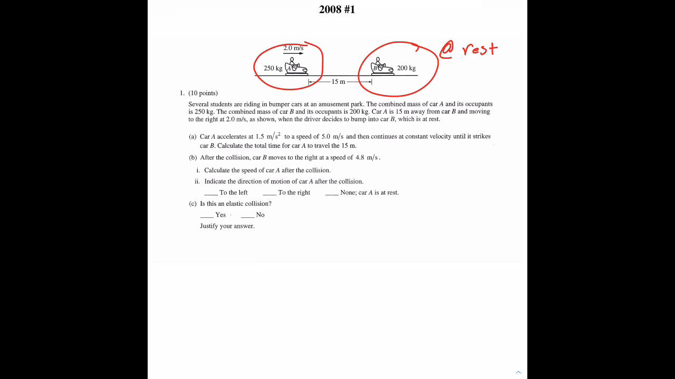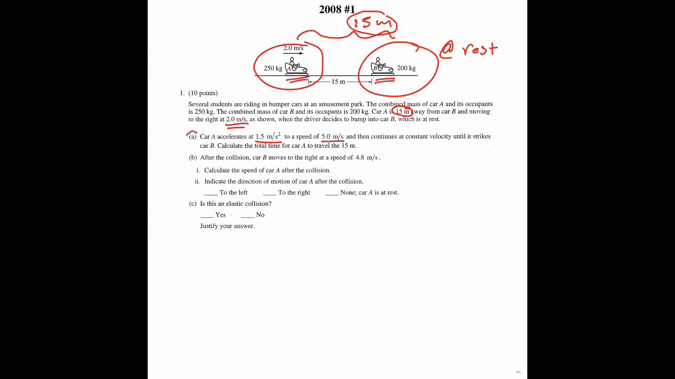Cart A is initially 15 meters away from cart B, and it starts out traveling with a speed of 2 meters per second to the right, and then it accelerates at 1.5 meters per second squared to a final speed of 5 meters per second. That doesn't require a full 15 meters of displacement. So the question goes on to ask, how much time will it take for cart A to collide with cart B?